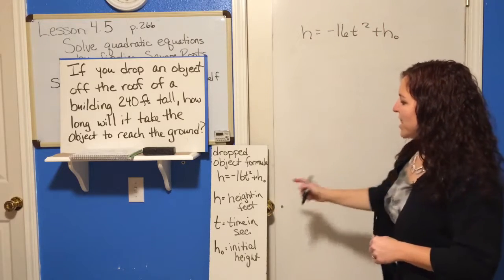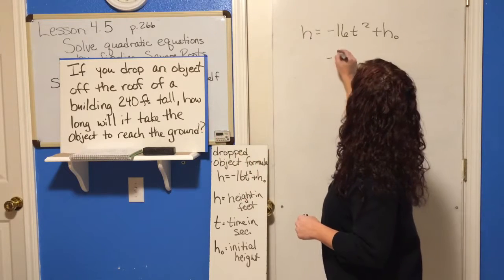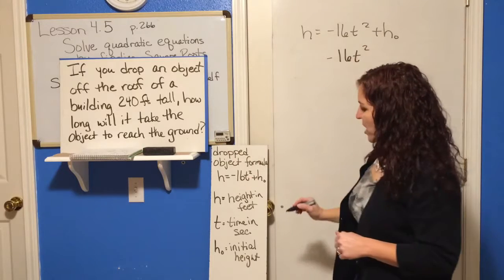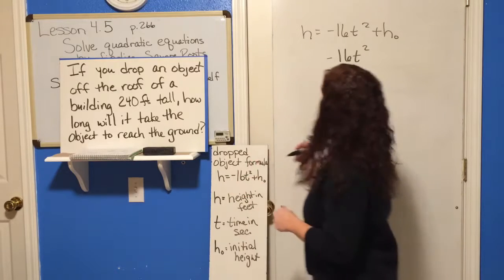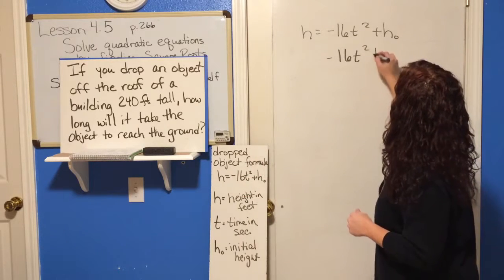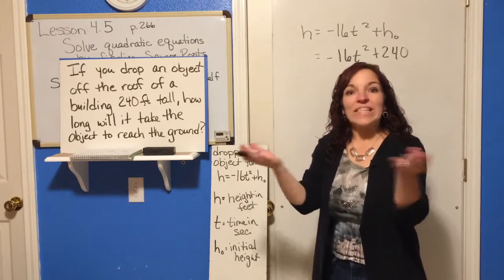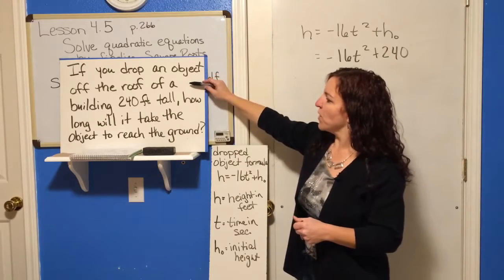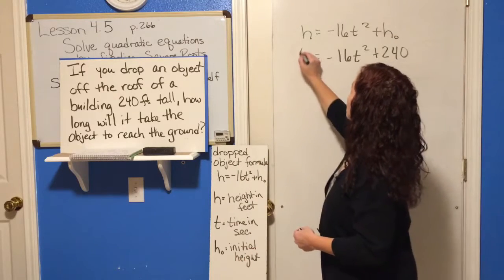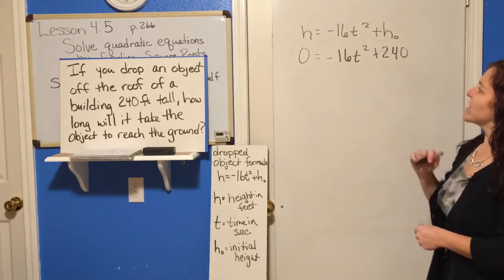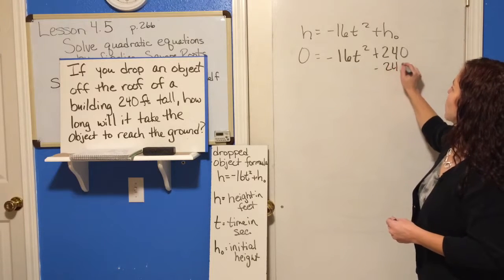Let's fill in what we know. The t is the time, and that's what we don't know. That's what we want to find out. So negative 16t squared is the unknown. Let's see, the initial height of the building is the 240. So we're going to add 240 to this. And the height is where we want to end up. So if you drop an object off the roof, how long will it take to hit the ground? So the ground is at 0. So we want it to equal 0. So we simply want to solve for t, get the t by itself just like we did before. So subtract 240 from both sides.